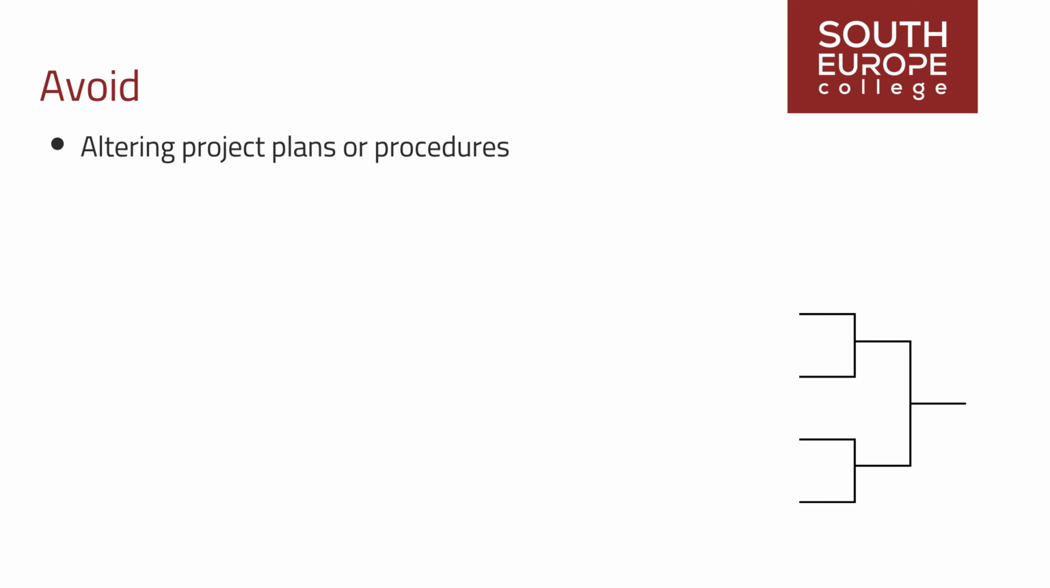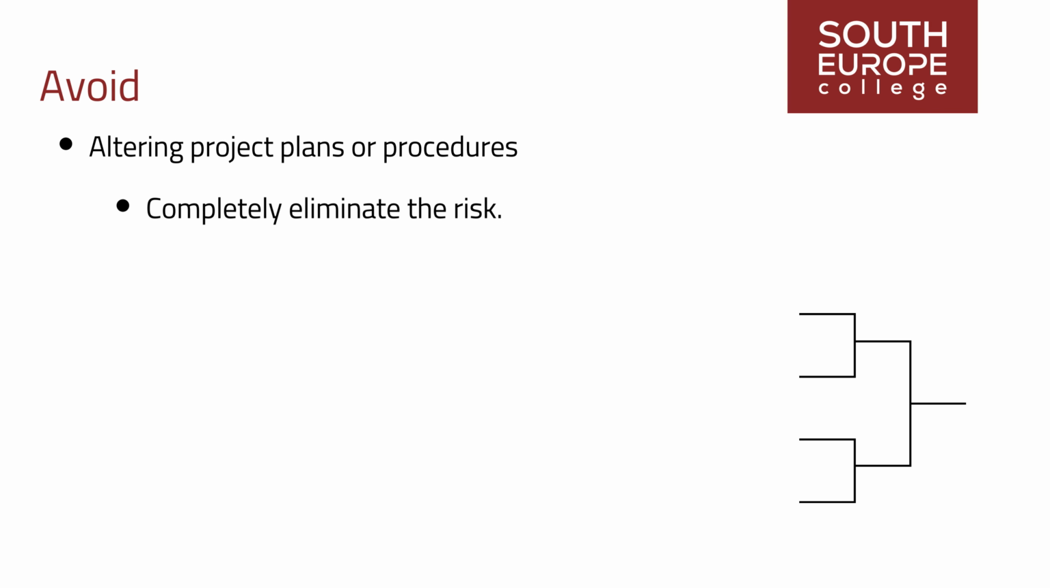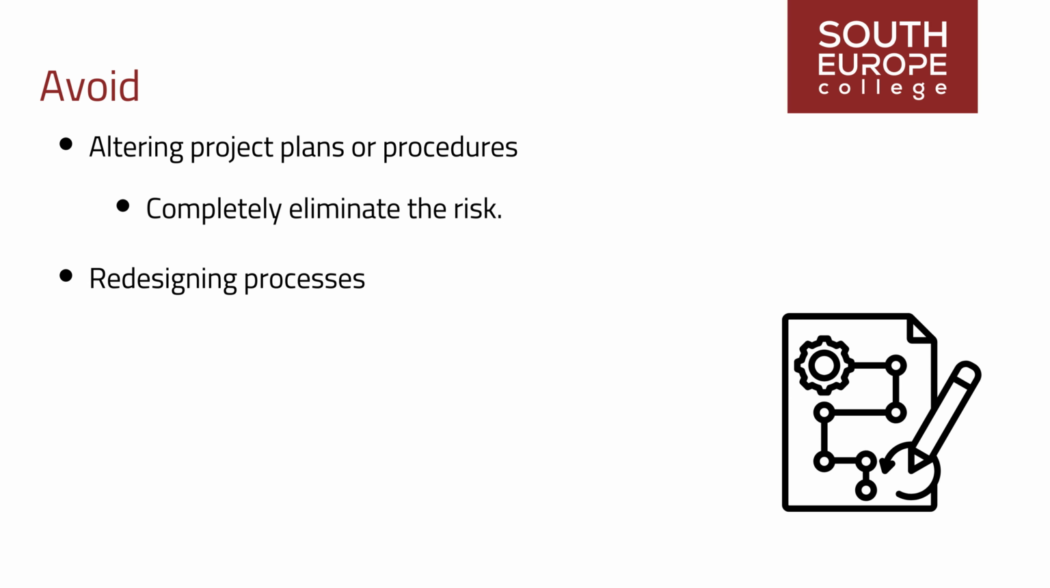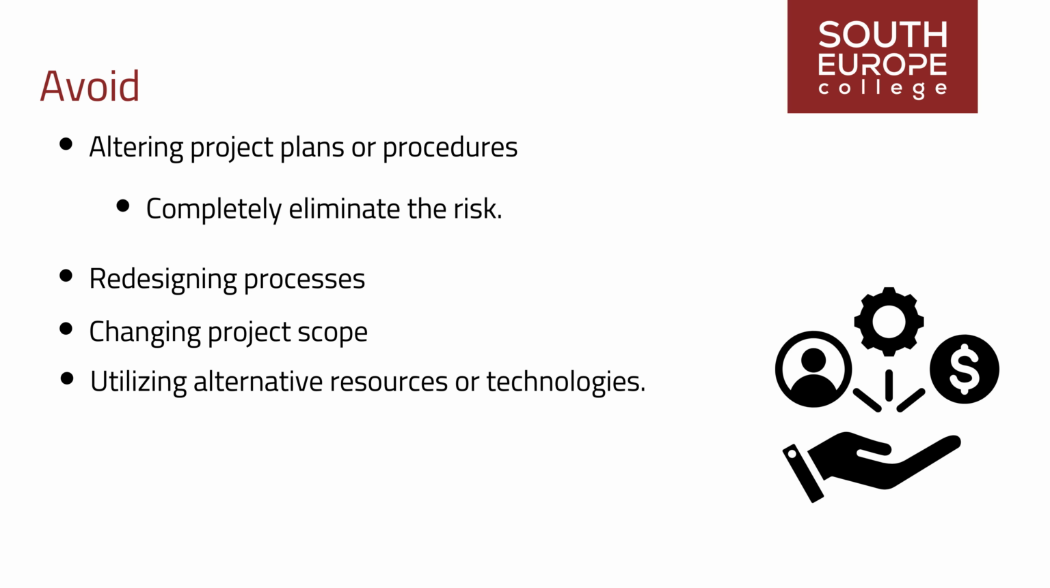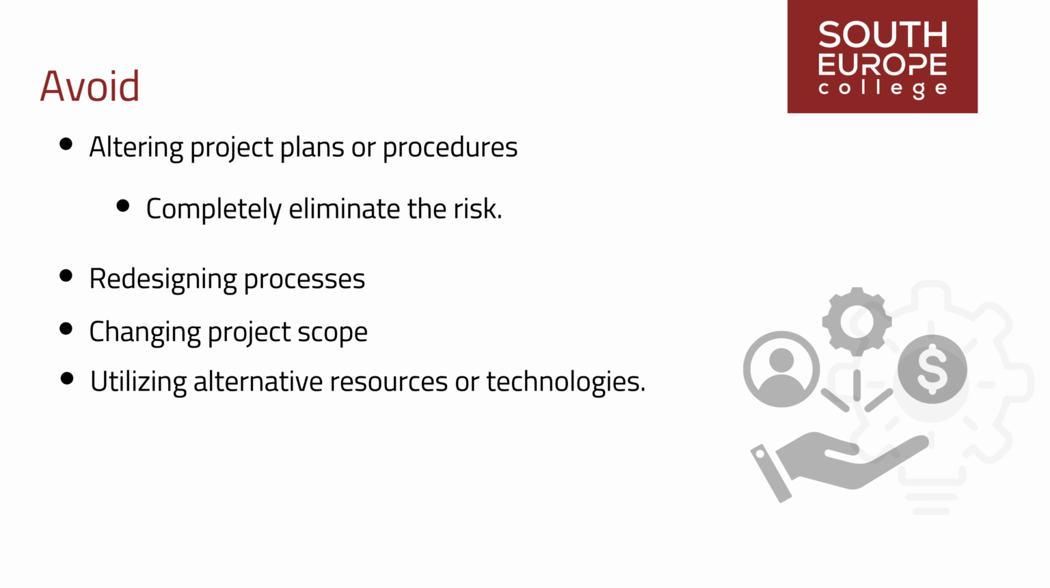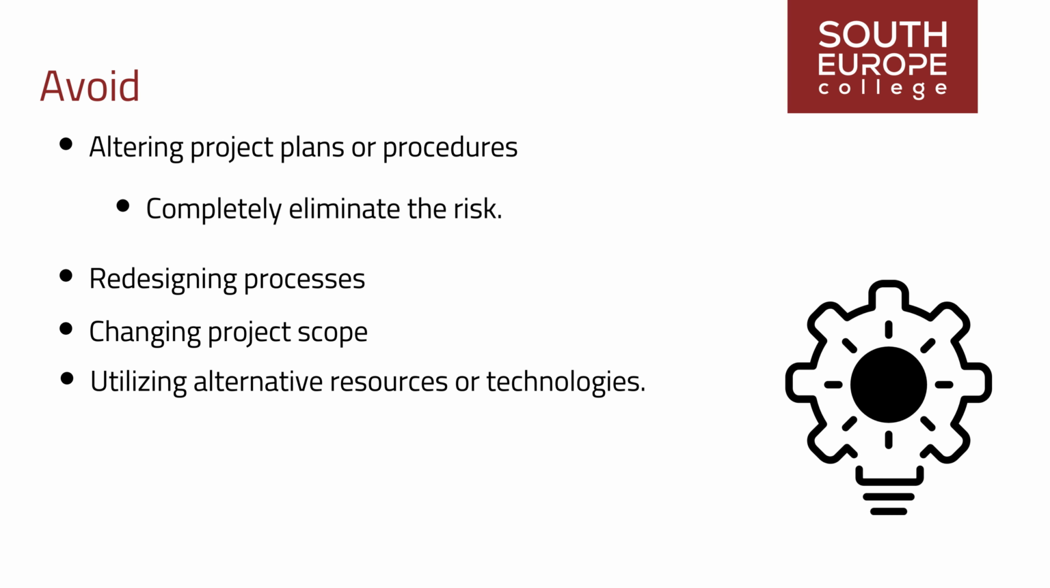Avoidance entails altering project plans or procedures to completely eliminate the risk. This could involve redesigning processes, changing project scope, or utilizing alternative resources or technologies. By thoroughly understanding the root causes and triggers of risks, teams can make informed decisions on how to avoid them.